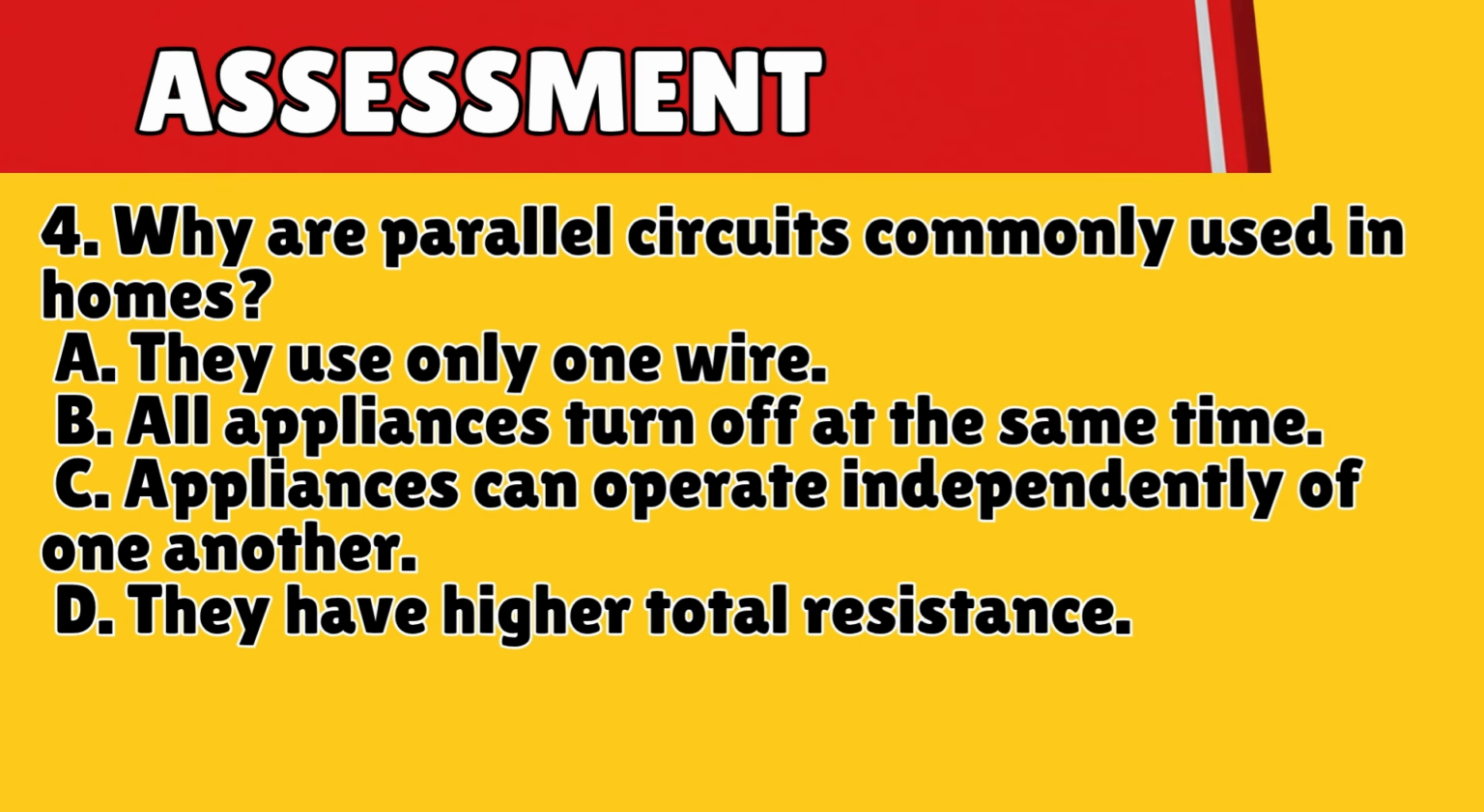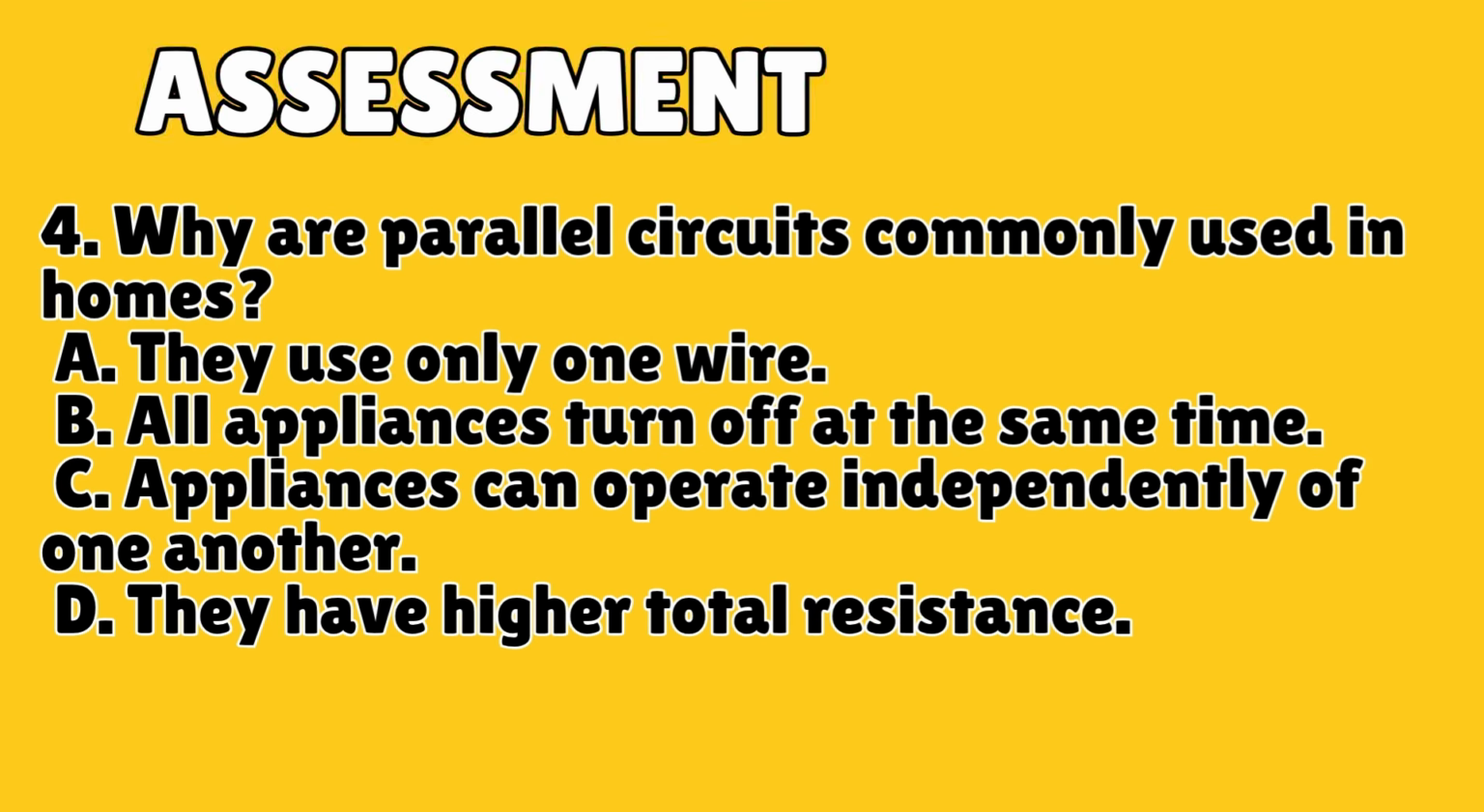Number 4. Why are parallel circuits commonly used in homes? A. They use only one wire. B. All appliances turn off at the same time. C. Appliances can operate independently of one another. Or D. They have higher total resistance.